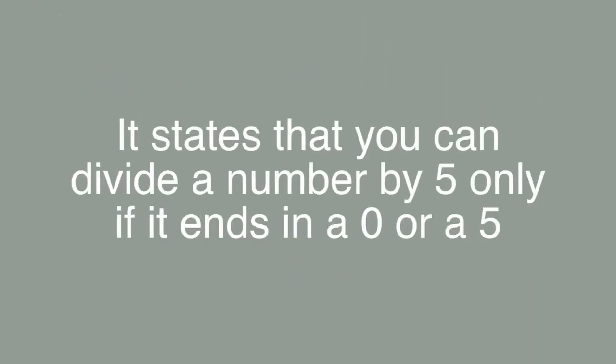First, put your 95 in a box as if it was a dividend in a division problem, but draw the box upside down. First, ask yourself one thing. Can 95 be divided by anything other than 1 or itself? According to the divisibility rule of 5, you can divide a number by 5 only if the number ends in a 0 or a 5. So we can divide 95 by 5.